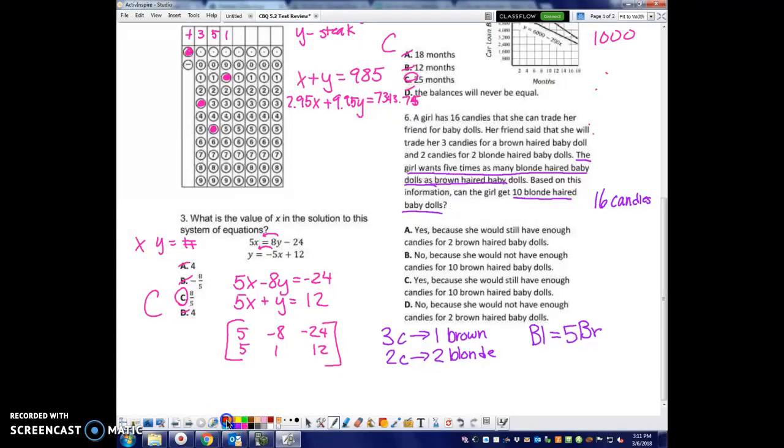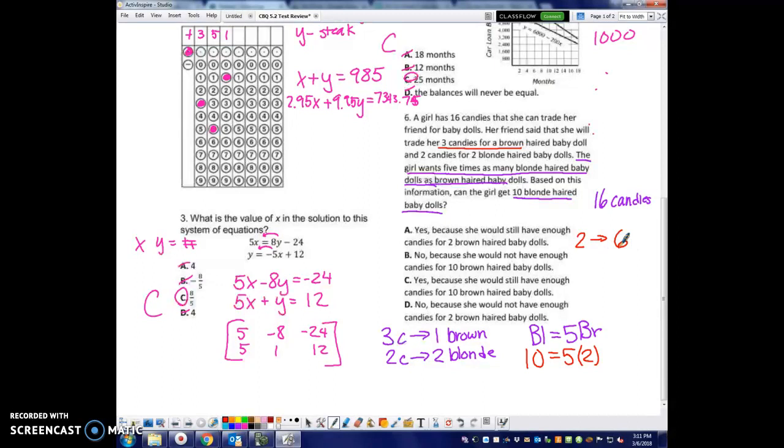So let's try this. If she had 10 blonde-haired, how many brown hair would she need? 5 times what will give you 10? 2, right? So let's see if it works. For 2 brown-haired, it'd be how many candies? Well, it's 3 candies for every brown-haired. So if you get 2 of those, that's 6 candies.